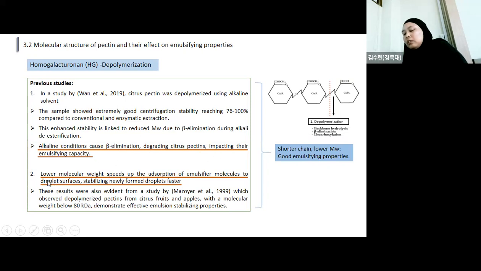In the second study, they observed that lower molecular weight speeds up the absorption of emulsifier to the droplet surface, and it stabilizes newly formed droplets faster. This was observed in the study by Myers 1999. It observed that depolymerized pectin with molecular weight below 80 kilodalton demonstrated more effective emulsion stabilizing properties compared to native pectin. So the conclusion here is that shorter chains with lower molecular weight of pectin lead to better emulsifying properties.